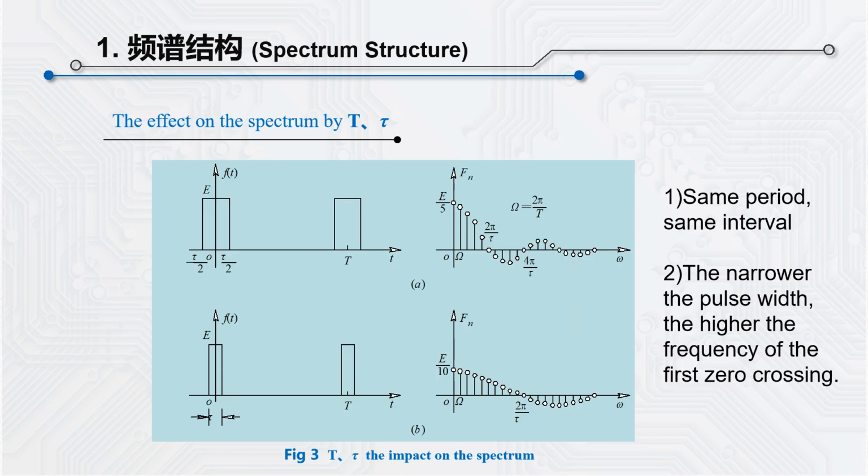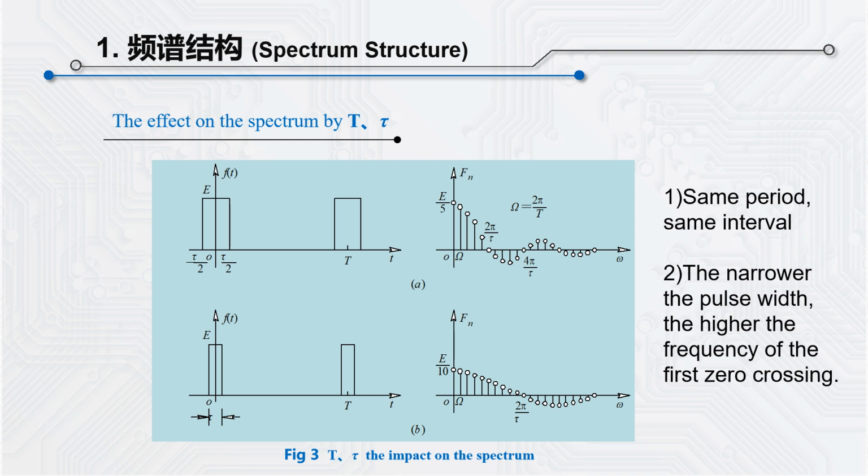Let's look at a specific example. Figure 3 is used to analyze the influence of period T and width tau of a rectangular pulse on its frequency spectrum. You can see from Figure A that the period is T. In Figure B, the period is also T. But the pulse widths of the two periodic signals are not the same. Obviously, the pulse width of Figure A is twice as large as that of Figure B.